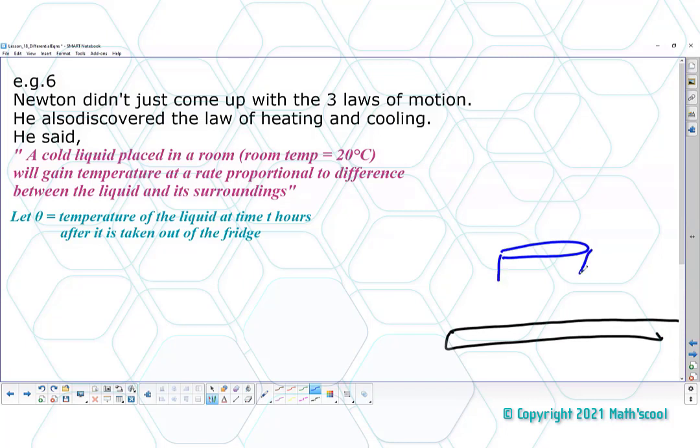Here's a glass of Coke. And it's kind of a black liquid, isn't it, Coke? Black liquid in here. And it's really cold. You've just taken it out of the fridge. Maybe it's 3 degrees C. But the room isn't cold. The room is hot. And so the room is at 20 degrees C.